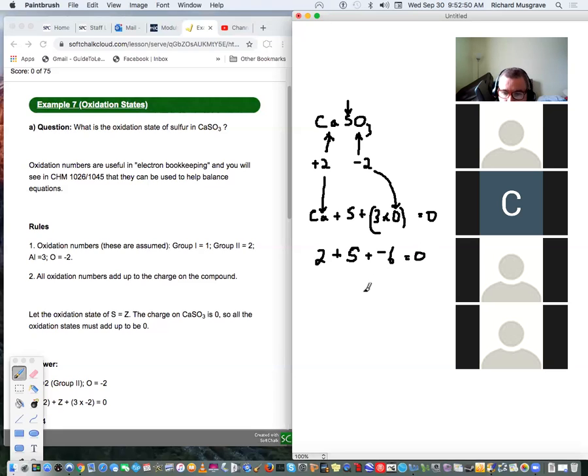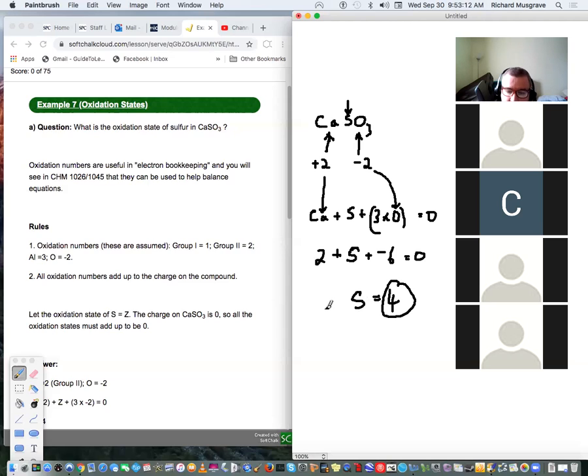And that all adds up to 0, which means that S would be +4. So that would be the effective charge on sulfur in that compound, and it can vary depending upon what else we have here. So CaSO4 would be different. It would have S being +6. So that's the relevance of it there.